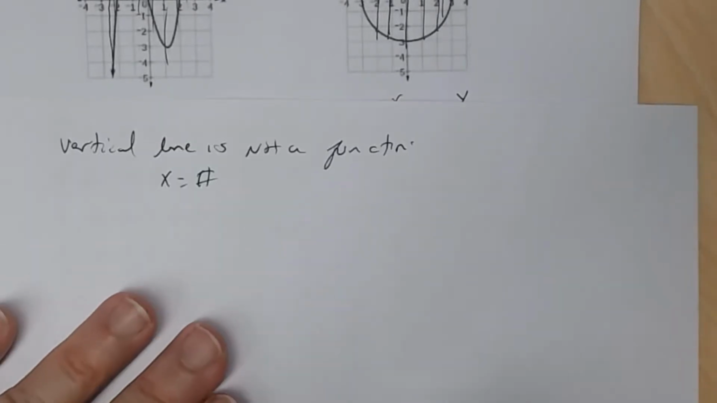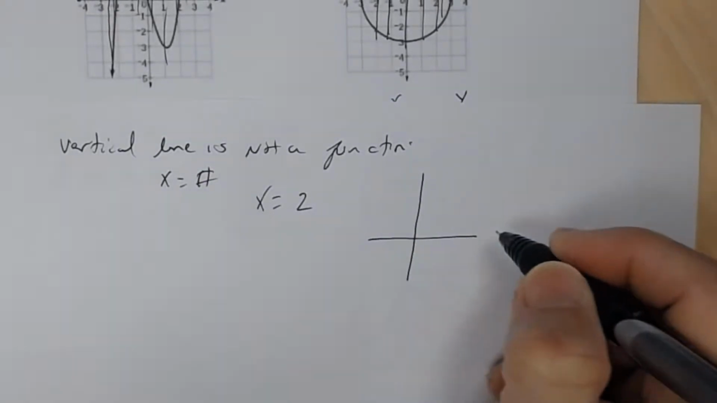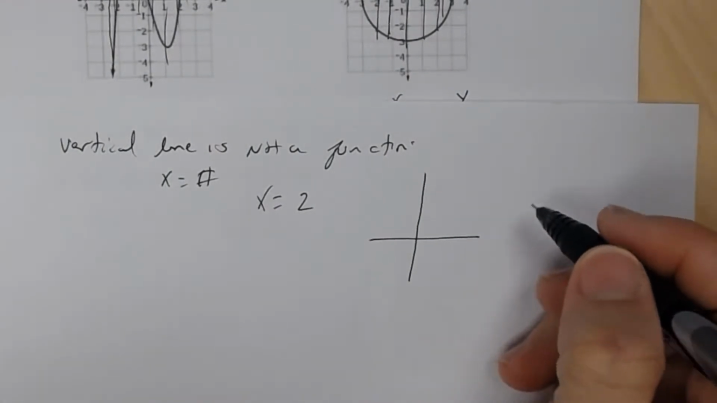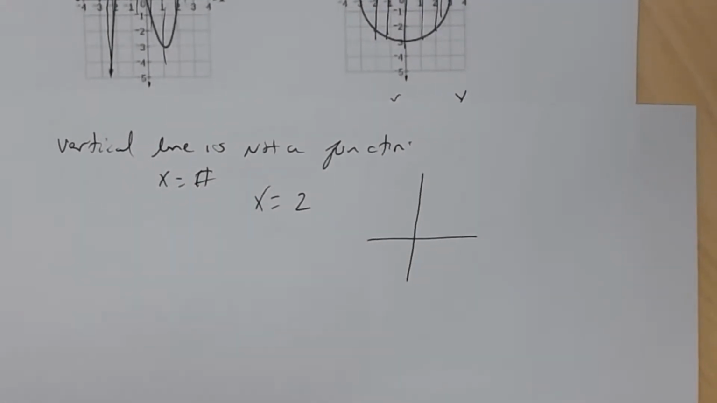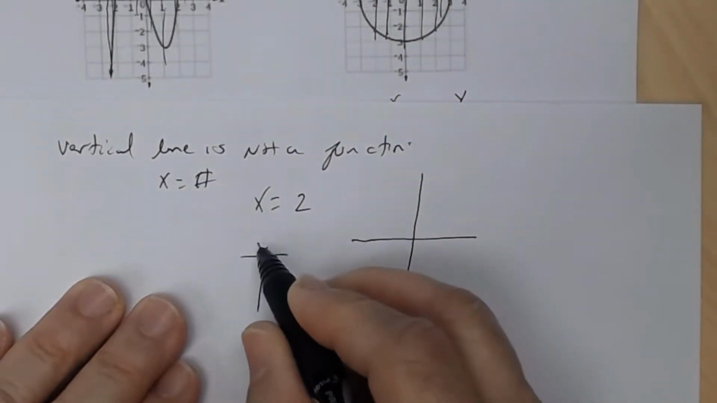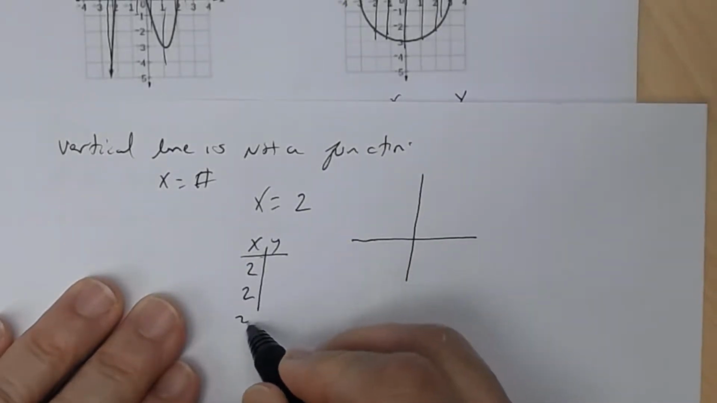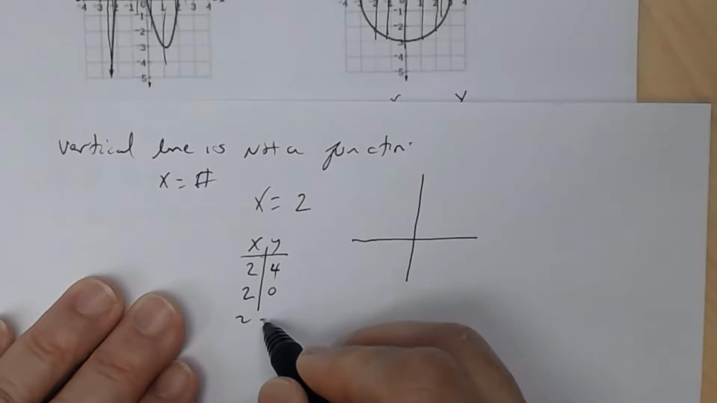So for example, if x is 2, that means that my x-coordinate is always 2, no matter what y is.